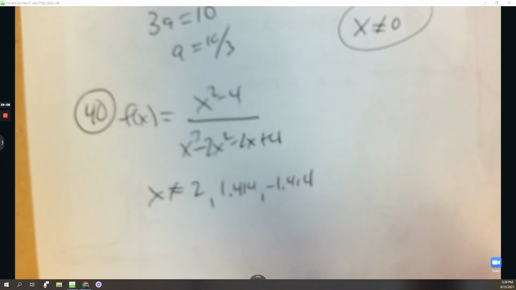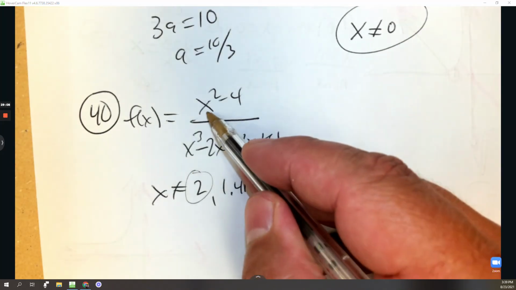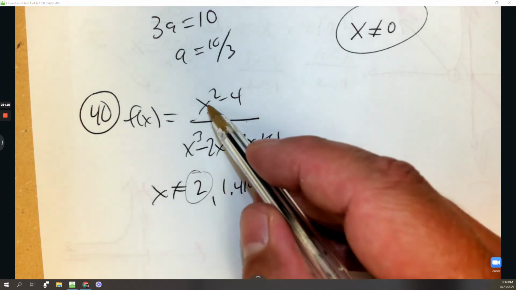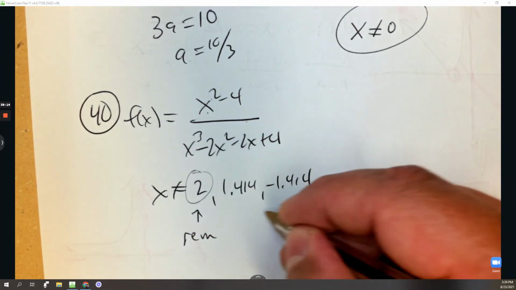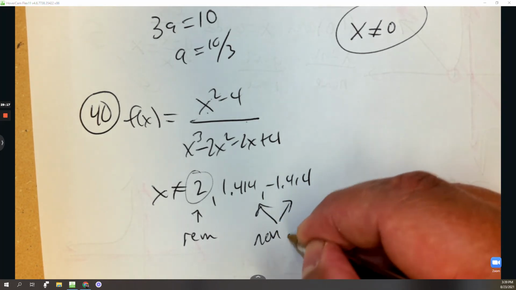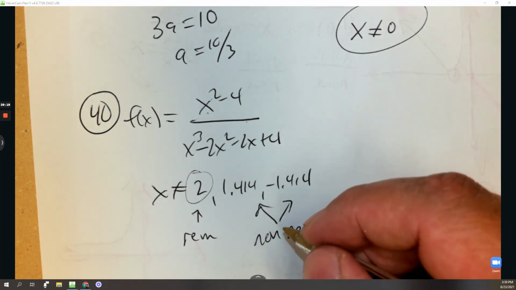Just so you know, positive 2, if you plug it on top, is removable. See how positive 2 gives an indeterminate answer? So this one's actually removable, while these two are non-removable, just in case you're asked that question.